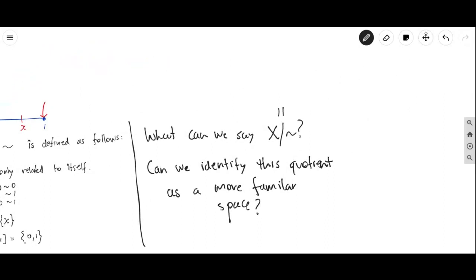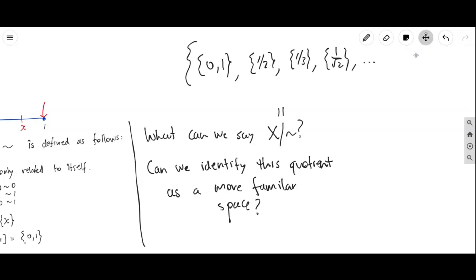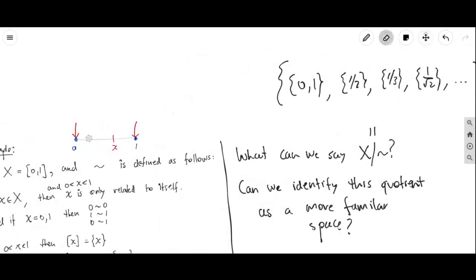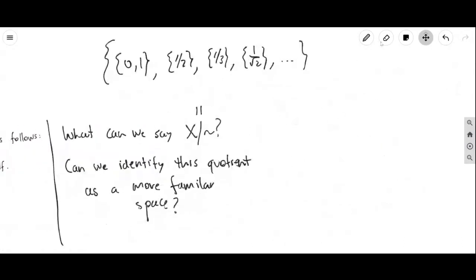Because what exactly is this? If you write out this quotient as a set, here's what it's going to look like. It's going to contain 0 and 1 together because they are related to each other, whereas everything else is just going to be by itself. So a half is by itself, a third is by itself, 1 over square root of 2 is by itself. If you have a number x between 0 and 1, it's only related to itself, so its equivalence class consists of just a single point. But at the endpoints, they become the same. So as a set, it's this, right?